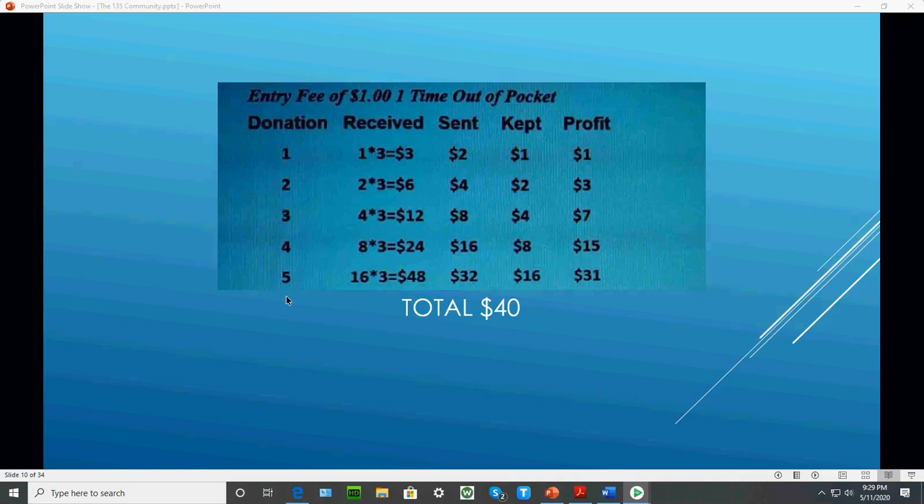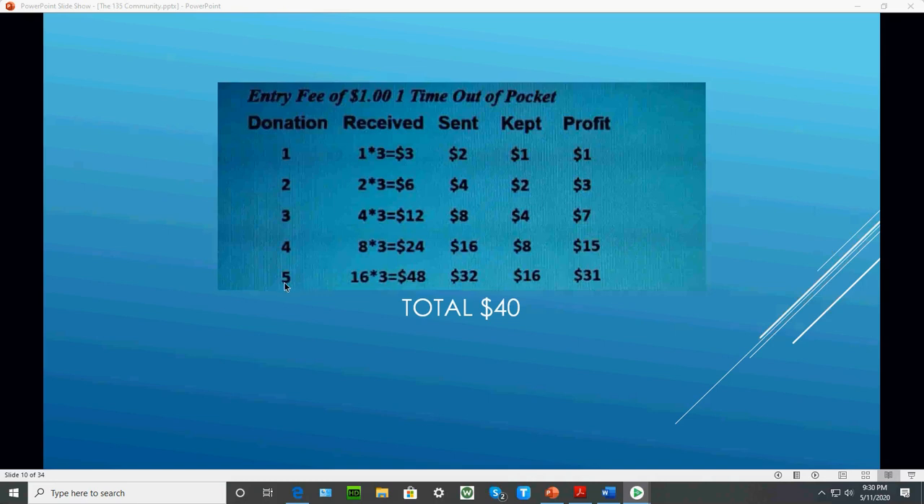On donation day 5, the 5th donation day in the $1 process. Remember, donation days are on Mondays and Thursdays. The 3 people on the 5th donation day are going to donate to you $16 each. That's a total of $48. Out of that 48, you're going to take $32 and donate that to the person that invited you. You're going to keep $16 for yourself. That's a total of $31 that you've accumulated just in the $1 process, taking you to over $40 up to this point in the process.